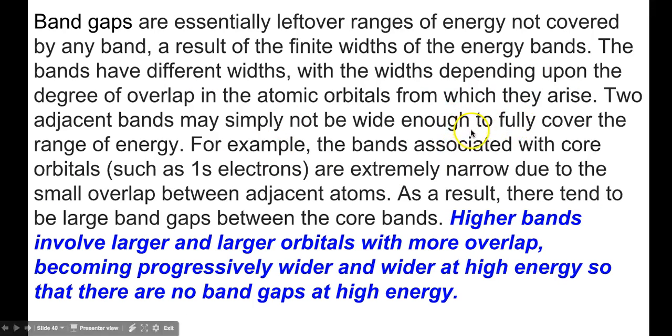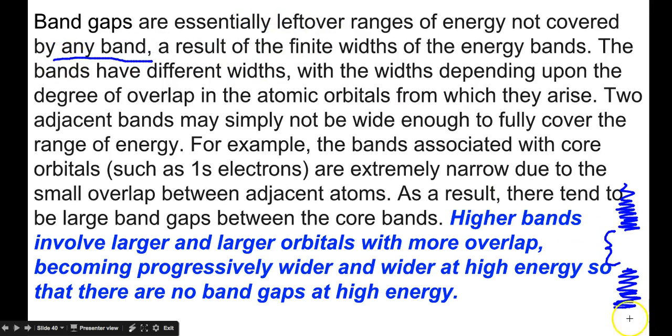I have this same exact presentation on the site here, but it's a really important point, so I want to read it to you. Band gaps are essentially leftover ranges. So you have the filled or valence band, and then you have a gap for the vacant band or the conductive band. So here's our band right here. These gaps, or forbidden areas, are basically leftover ranges of energy not covered by any band.